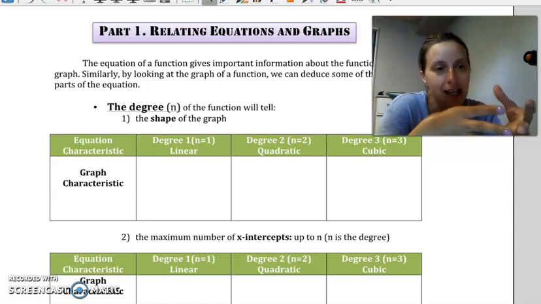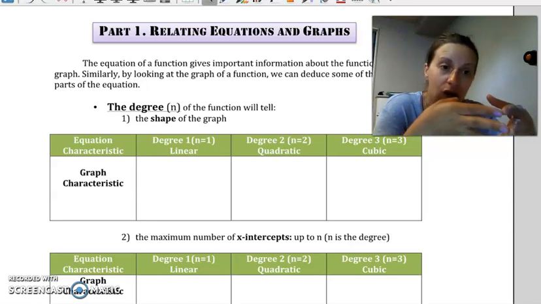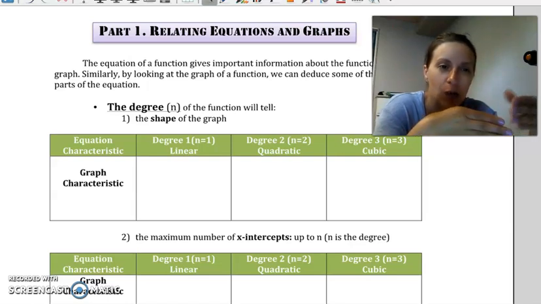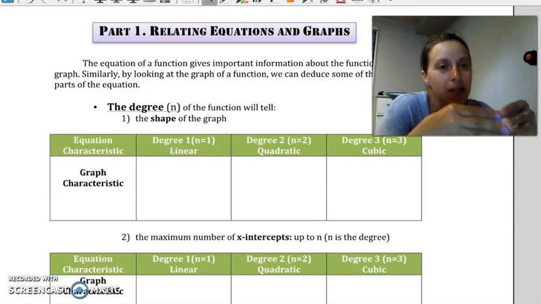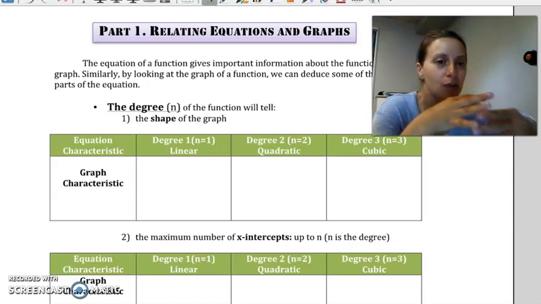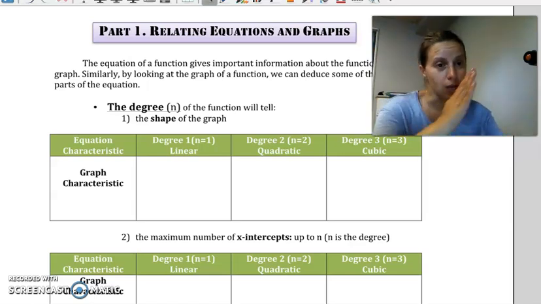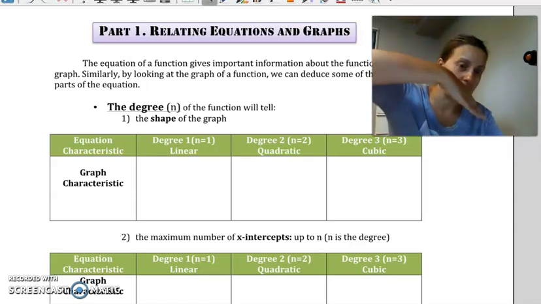And the last thing, the sign of the leading coefficient. Only the sign, not the actual value, because we're not going into that much detail. Only the sign will tell me a bit more detail about the graph, not only the shape of the graph, but how it is oriented. Is it going up or is it coming down like that?